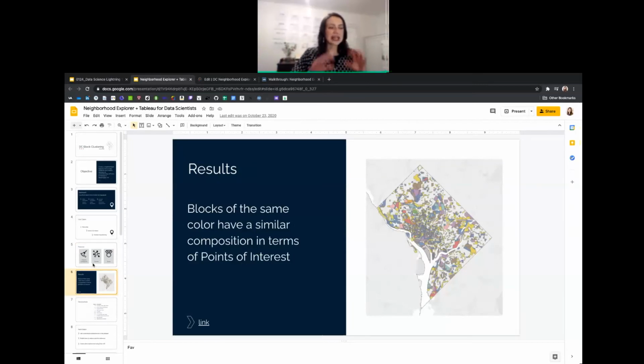Okay, and just in case I haven't made this explicitly clear, the block groups of the same color share a similar composition. In terms of their personality, they share a similar composition in terms of these points of interest.